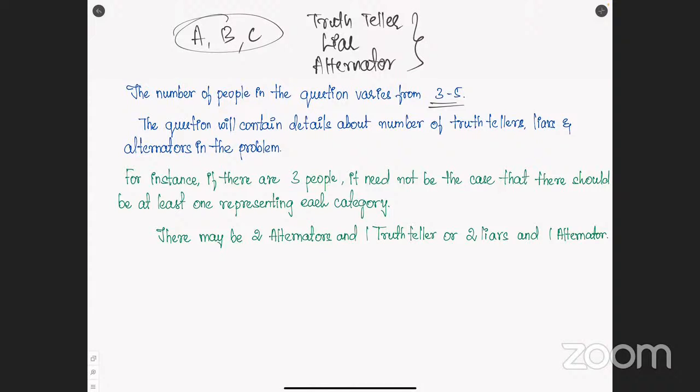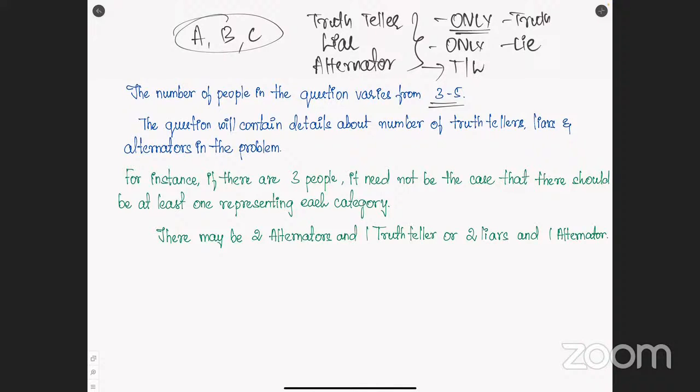Once again, the truth teller will only tell the truth, and a liar will only lie. He will not say anything other than a lie. And then there is the alternator who will alternate. That means once he will utter a lie, and next time he will tell the truth. So between truth and lie, that is why he is referred to as alternator.